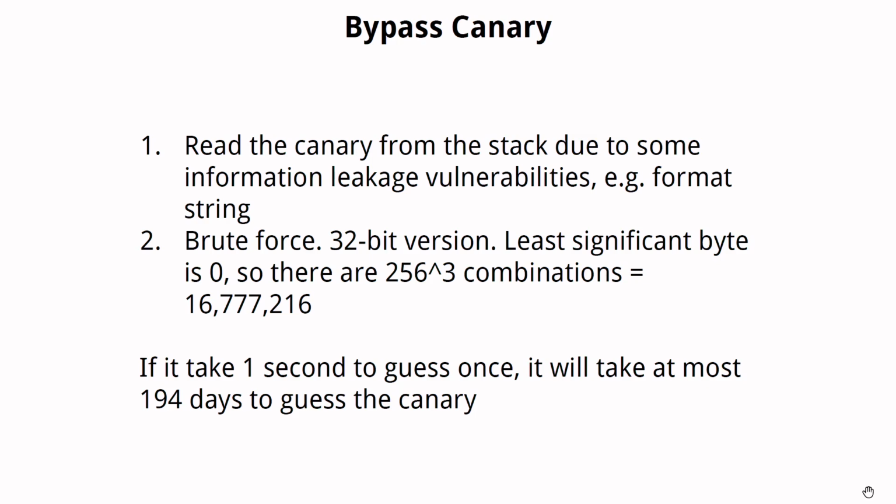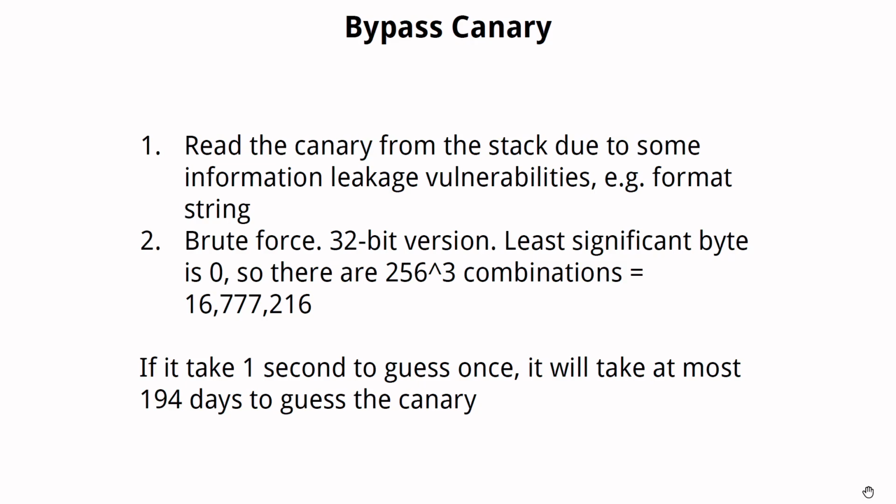First of all, like I said, for a 32-bit computer, the canary value is 4 bytes. But we already know that the least significant byte is always 0, right? Which means it's actually only 3 bytes, 24 bits. So there are just 16 million possible combinations there. If we do not crash the program, we have a way to guess this. If we can guess once per second, it will still take almost 200 days to guess the canary value for just the 4 bytes of canary value.